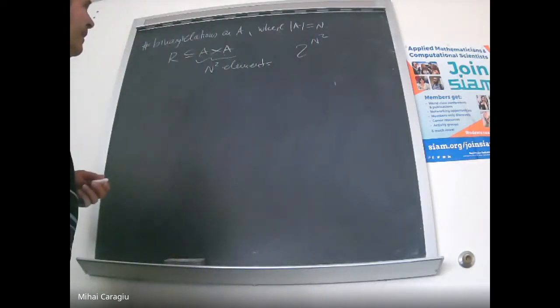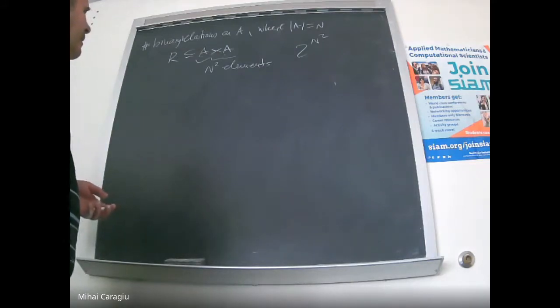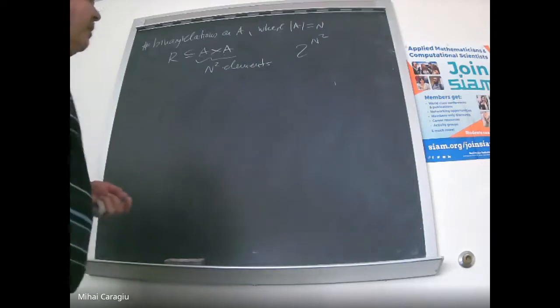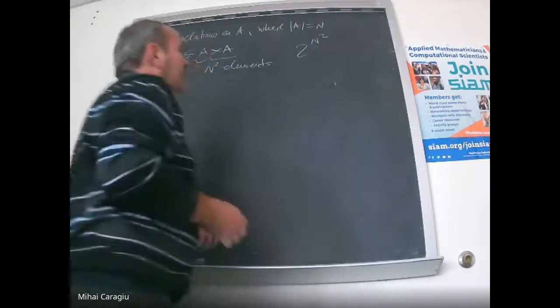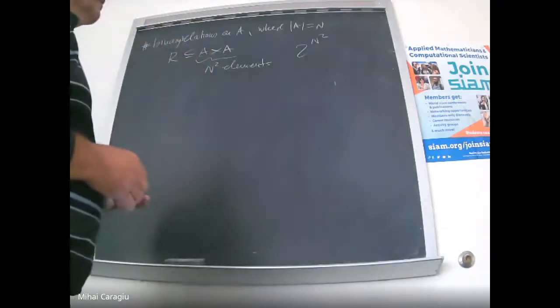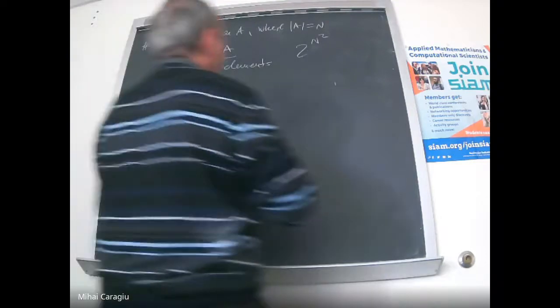So let's make a list of all binary relations on a set with 2 elements. What's the number we expect? 2 to the power 2 squared. 2 squared is 4, so we want to see 16 binary relations. Let's see that.